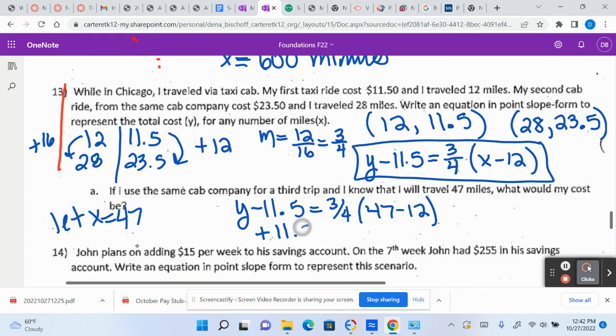Here's what I'm going to do. I'm going to add 11.5 on both sides. So who's got a calculator? Gavin, you calculating it? Okay, keep going. Here's what I don't want you to do: put an equal sign down. What I want you to do is take 3/4 times 35, because I'm trying to find the total. After I figure out what 3/4 times 35 is, I'm going to have to add 11.5 to that.